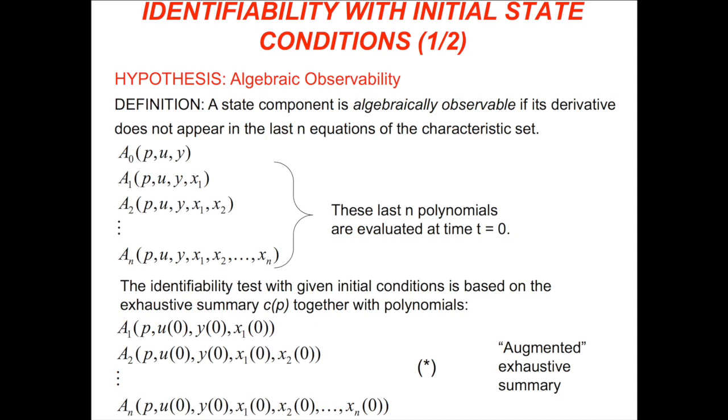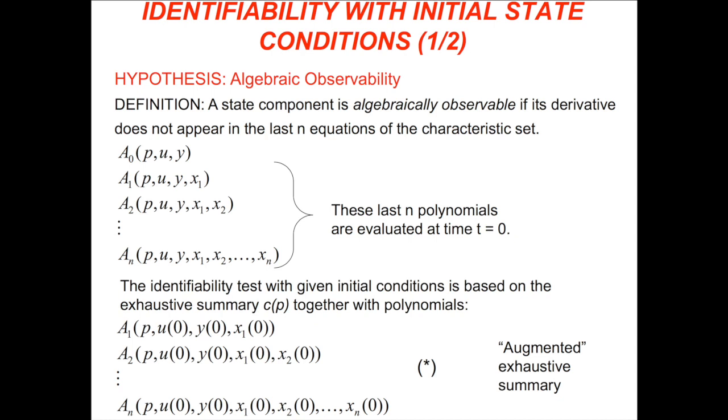But to do this, we need to check that a particular structural property of the dynamical system is satisfied. Otherwise, we are not able to include this information in our analysis. And the property is the algebraic observability of the state. A state component is algebraically observable if its derivative does not appear in the last n equations of the characteristic set. Only if the derivatives do not appear there are we able to use our initial conditions.